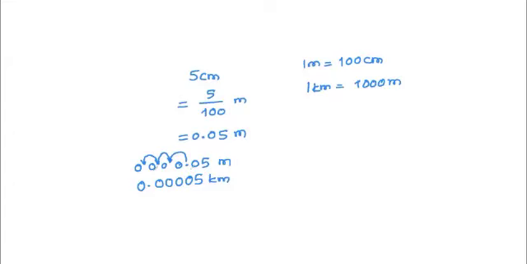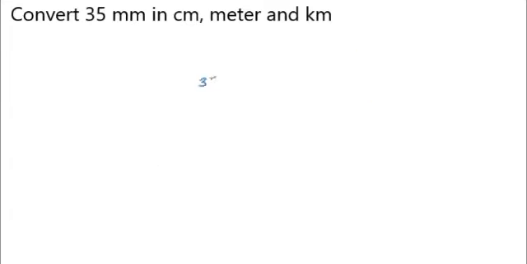Let's take one more example to make it more clear. Convert 35 millimeter into centimeter, meter and kilometer. To convert into centimeter, write 35 as it is. Now we know 1 centimeter is equal to 10 millimeter. So what is the conversion factor? 10. So the decimal point has to move. In a whole number, the decimal point is always at this place after the number. This has to move one house this side because there is 10 in the conversion. So it will move to 3.5 centimeter.